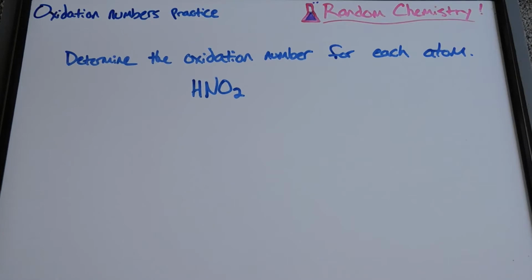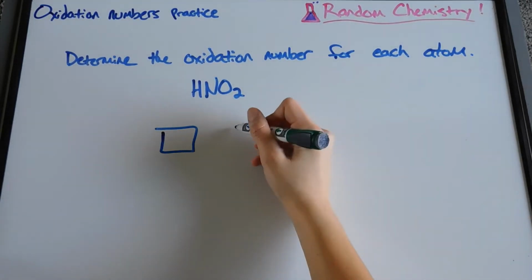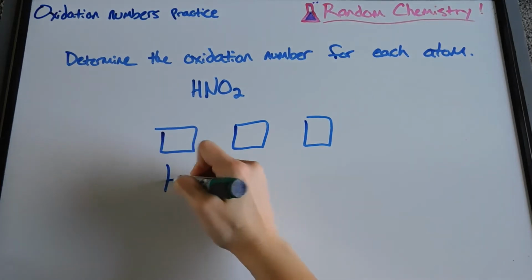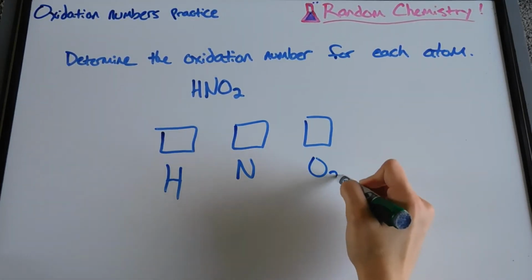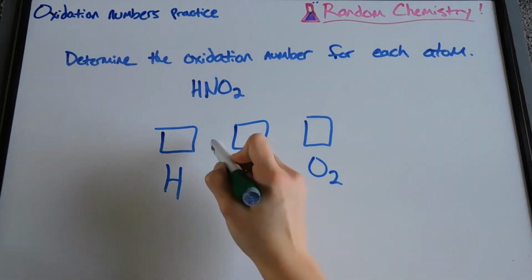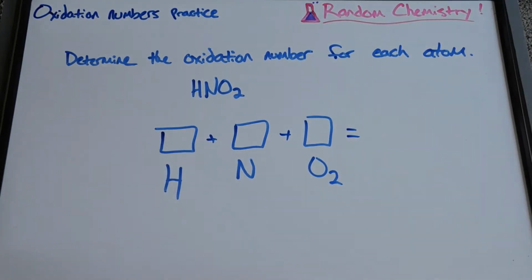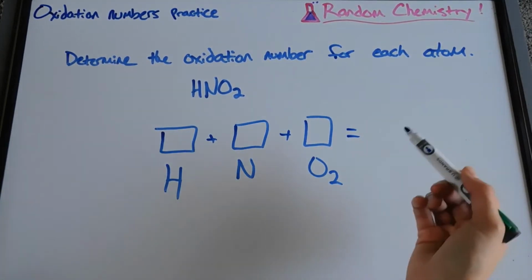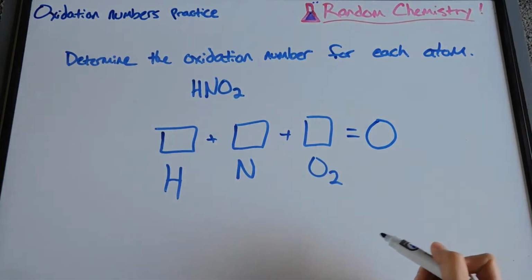We need to determine the oxidation number for each atom. The first thing I like to do is to draw my boxes, and these boxes just help me stay organized. These boxes are going to hold the oxidation numbers for each of these atoms. And if we look at our rules, they tell us that the oxidation numbers will add up to equal the charge of the formula. Now our formula doesn't have a charge, or it has a charge of 0, so these numbers will add up to equal 0.